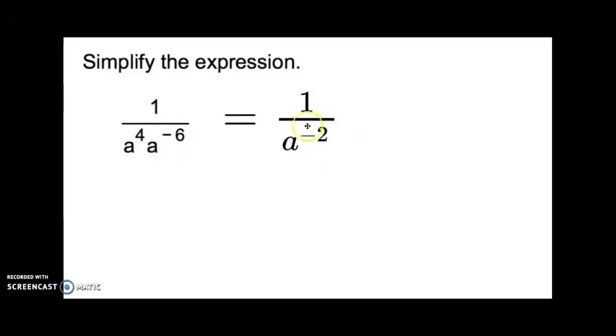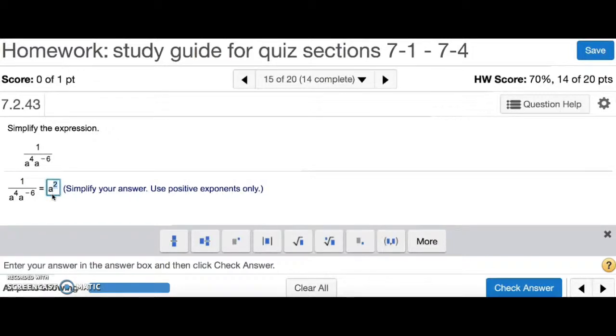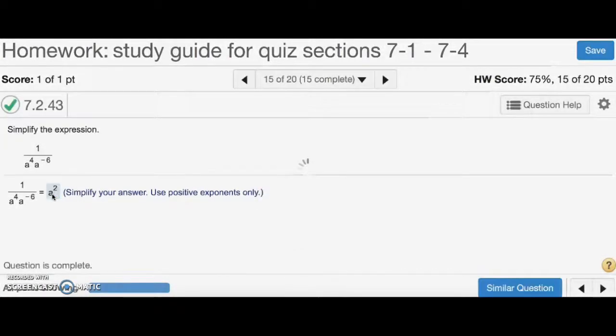So now I have a negative exponent at the bottom. Depending on where it's at, if the negative exponent is up top, you move it down. If the negative exponent is at the bottom, you move it up top. So I will move this up top, make it positive, and I have a to the positive 2 power. So that would be my answer. So let's type it in. So I have a squared for number 15.